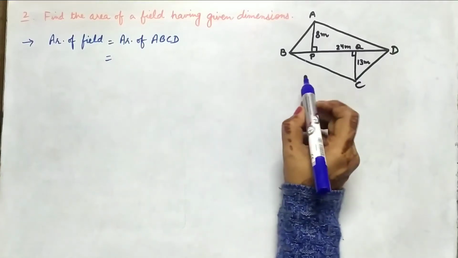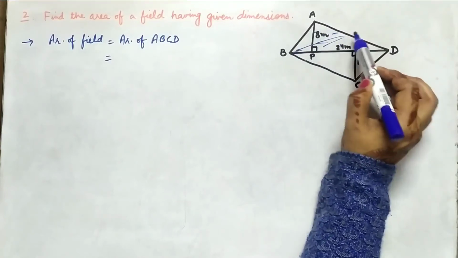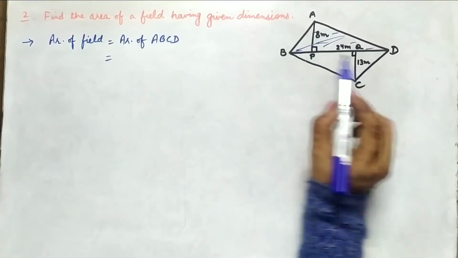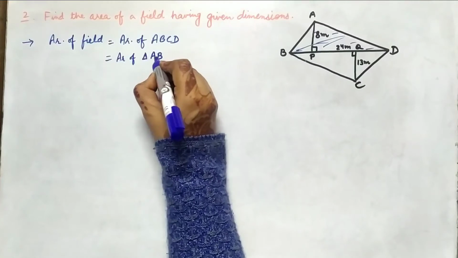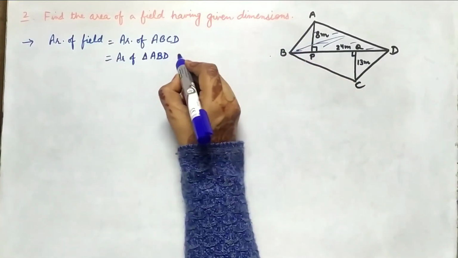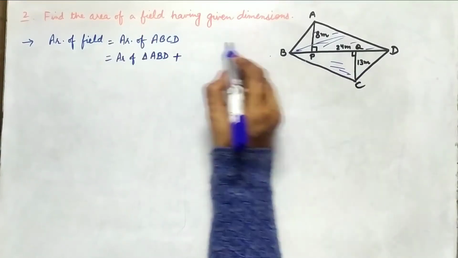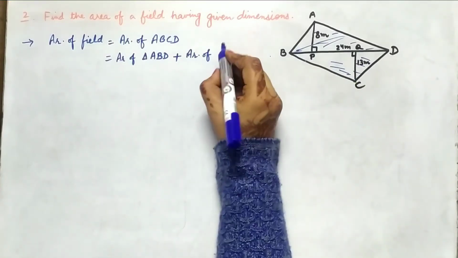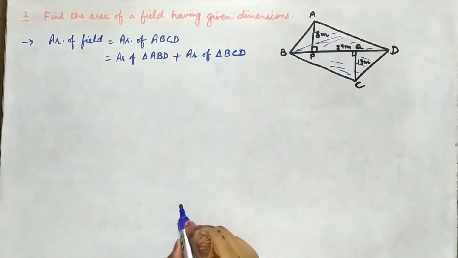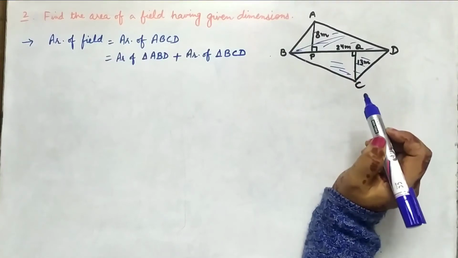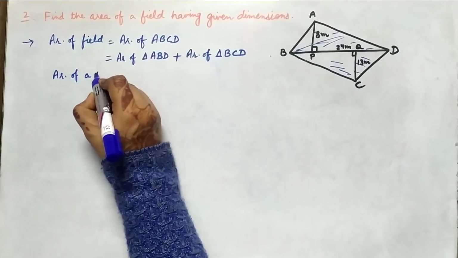We split it into two triangles. The one triangle is at the top of this diagonal. Area of triangle, its name will be A, B and D, plus the other part is the remaining part. This is the total area of triangle BCD. We have split the total area into two triangles. And we know what is the formula of the area of a triangle.